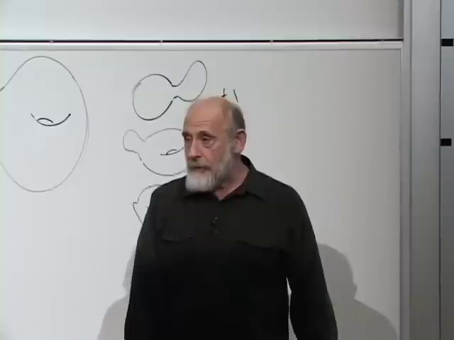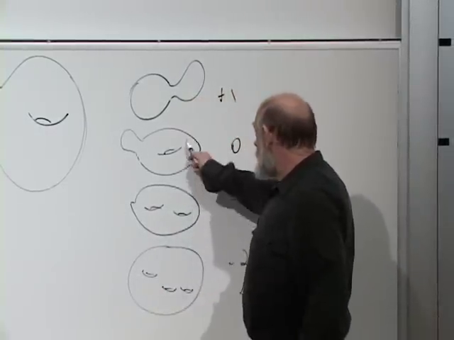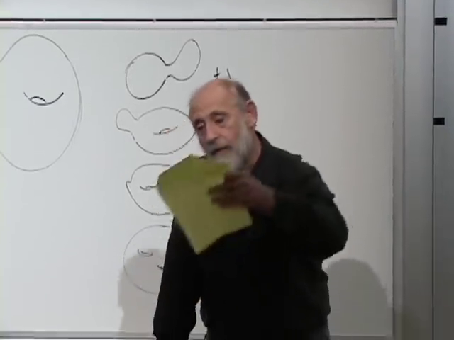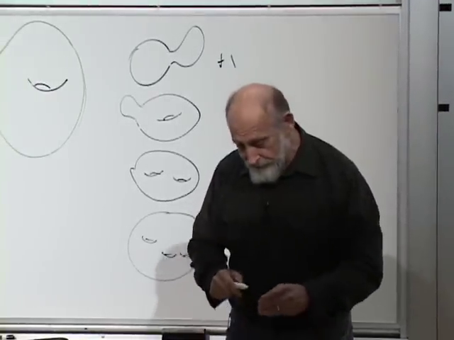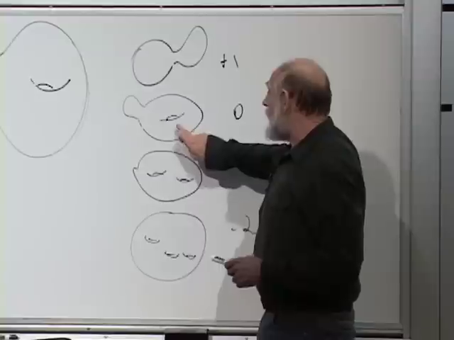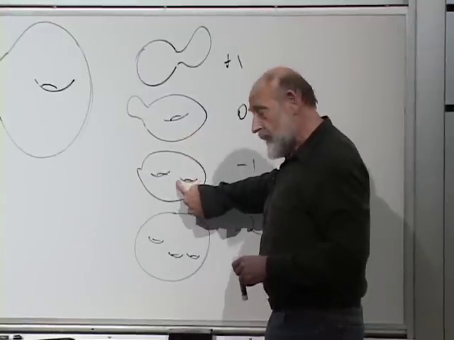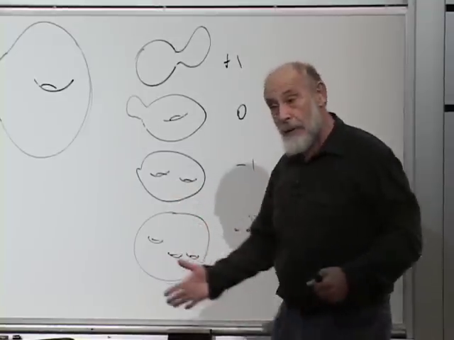Good. So here's what we know. The integrated curvature of this is zero. The integrated curvature of a plane is clearly zero because its curvature is everywhere zero. And so this is the only one that would have any chance of being flattened. The integrated curvature of this cannot be flattened because it's always going to be minus one.